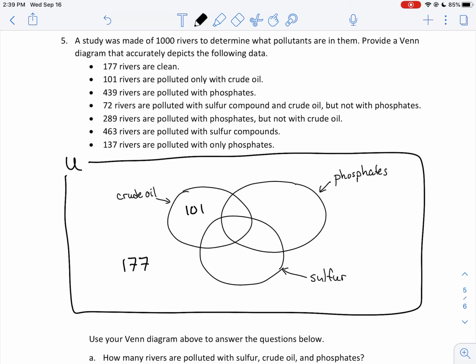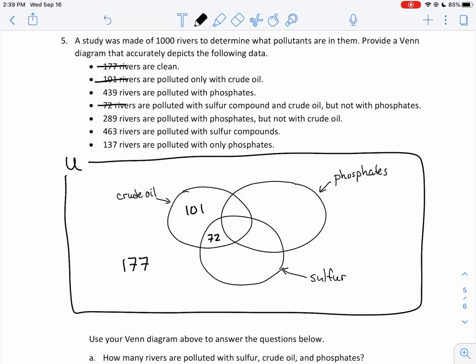72 rivers are polluted with sulfur compound and crude oil, but not with phosphates. Okay, so that's useful. 72 have sulfur and crude, but not phosphates. So that's 72 should belong right here: crude and sulfur, but not phosphate. I'm going to circle the ones I need to come back to, or maybe cross out the ones that we were able to put numbers directly into our list here.